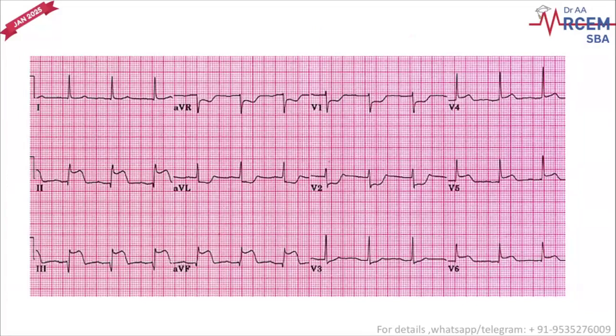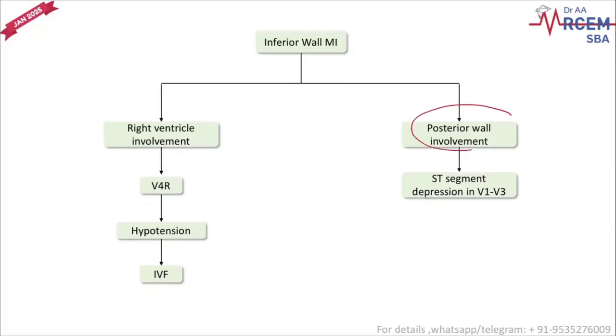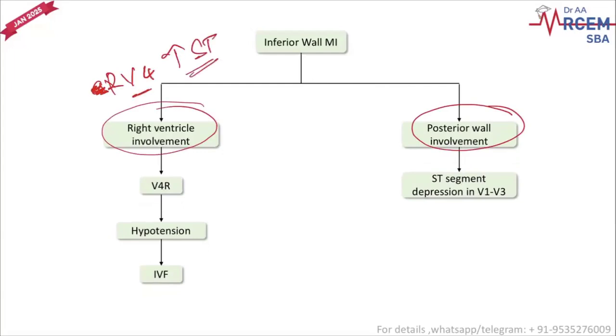In this patient, what we are seeing is an ST segment elevation in 2, 3, AVF. So it is an inferior wall myocardial infarction that the patient is having. Most likely the artery involved is the right coronary artery. Whenever you are having an inferior wall myocardial infarction, it can be because of posterior wall involvement or because of right ventricular involvement. If it is because of right ventricular involvement, RV4 will be elevated. That is, ST segment elevation is seen in RV4.